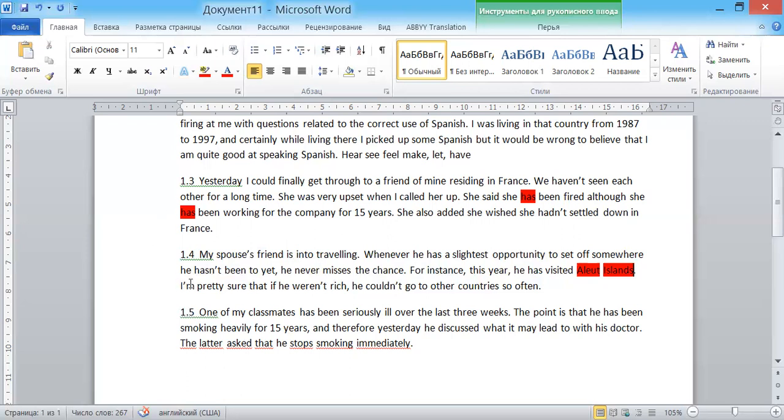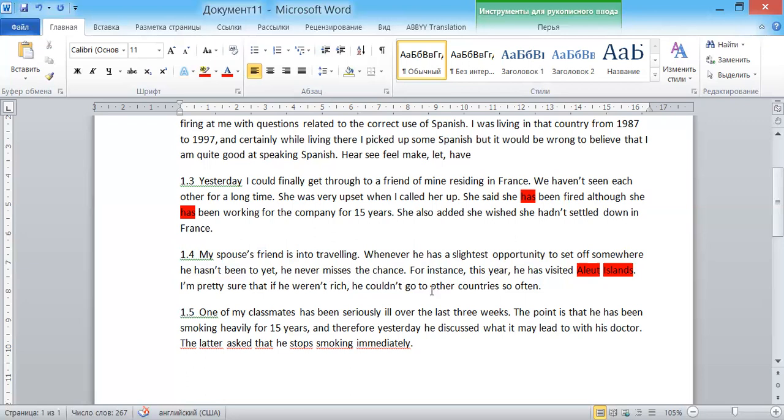So let's continue. I'm pretty sure that if he weren't rich, he couldn't go to other countries so often. Yeah, the second conditional structure. We remember that in the second conditional structure, after if we use the past simple tense, we've got it here, weren't. And here, the past simple tense, couldn't go. Yeah, it's okay. Other countries, yeah, it's okay. We don't know which countries are meant. That's why we use no article.